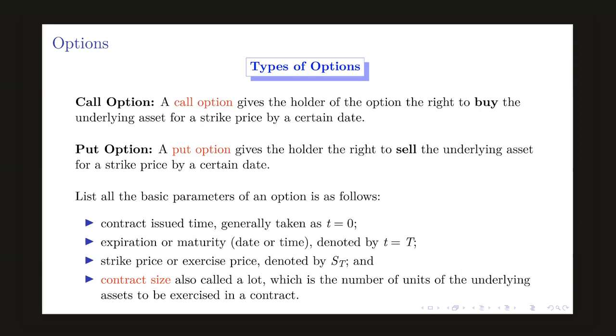Okay, so that is called the contract size or lot. And of course, the last but not the least is the premium that has to be paid by the holder to the writer of the contract. An option can be categorized further into two types, whether it is a call option or a put option.